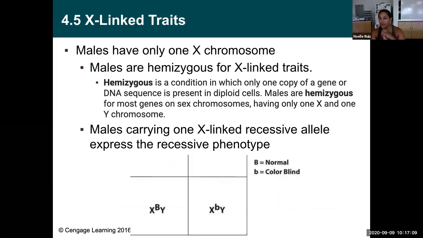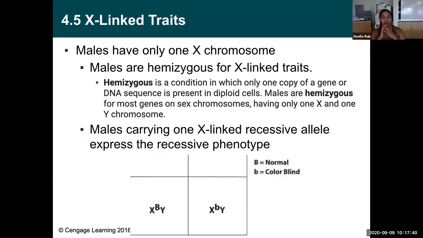Males only have one X chromosome, so they are called hemizygous for X-linked traits. And hemizygous is a condition in which only one copy of a gene or DNA sequence is present in diploid cells. Males are hemizygous for most genes on sex chromosomes because they have one X and one Y. So if it's an X-linked trait, they only have one allele that goes with it, and they will exhibit whatever that allele is.